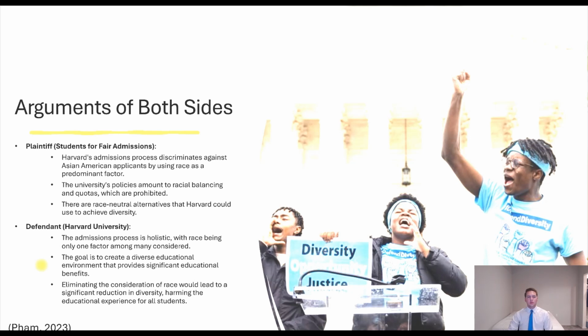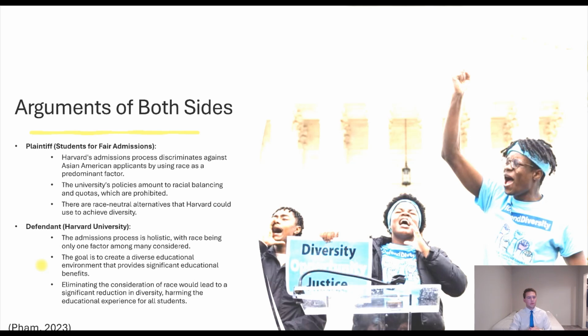And so, some arguments for each side. The plaintiff: Harvard's admission policies discriminate against Asian American applicants by using race as a predominant factor. The university's policies amount to racial balancing and quotas, which are prohibited. There are race-neutral alternatives that Harvard could have used to achieve diversity.